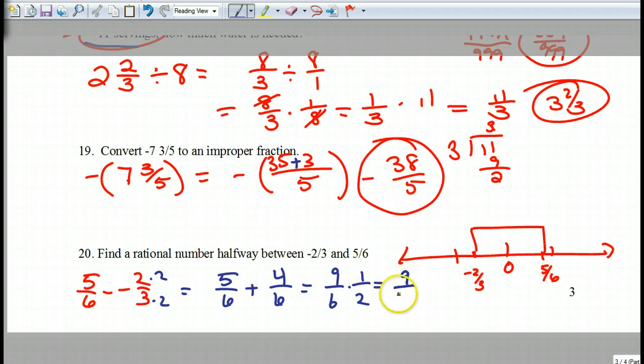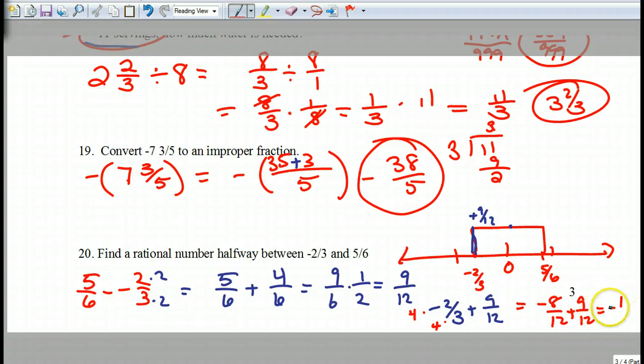So it'll be 9/12. Now I know that from this point, if I add 9/12 to that, I will get the halfway point. So that's the next thing we have to do. We're going to take -2/3 plus 9/12. Multiply top and bottom by 4. We have -8/12 plus 9/12. The answer is 1/12. It's very close to 0, but not quite there, but it's very close. Okay?